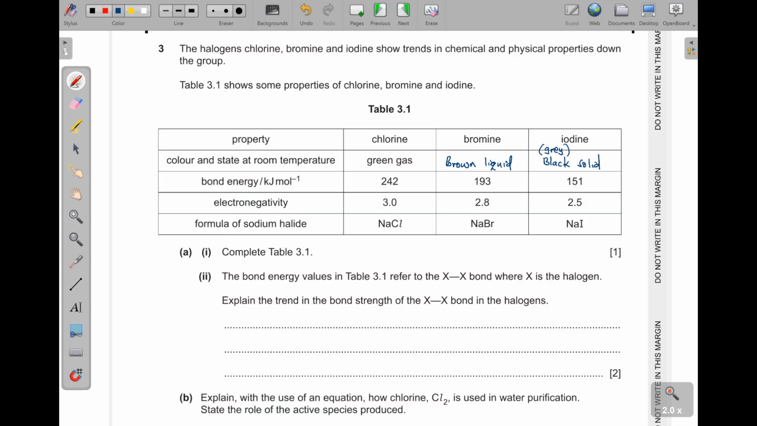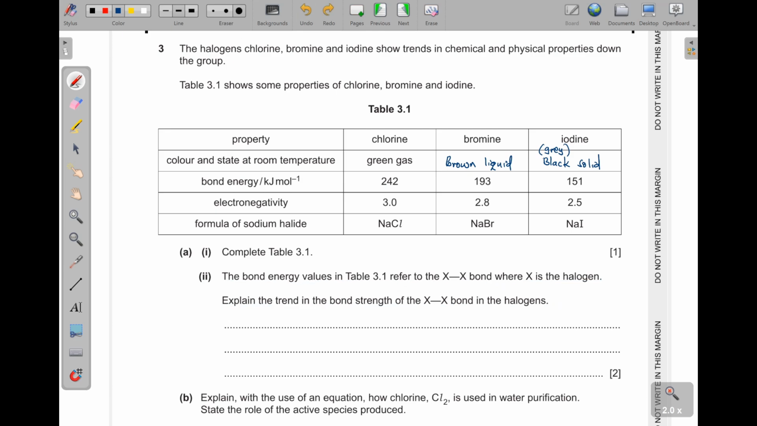Then the bond energies, we can see that they are decreasing. Electronegativity decreases down the group. And then the formula of the halide is that. Then Roman 2, the bond energy values in table 3.1 refer to X–X bonds, where X is a halogen. Explain the trend in the bond strength of X–X bonds in halogens.